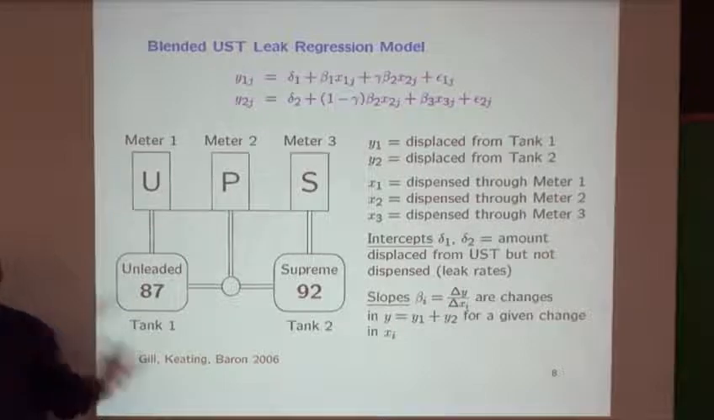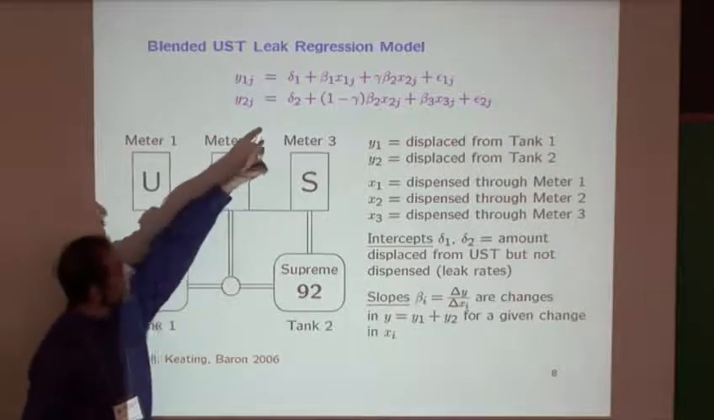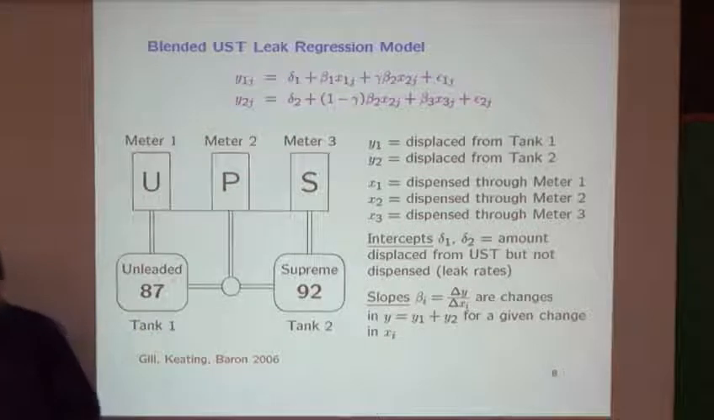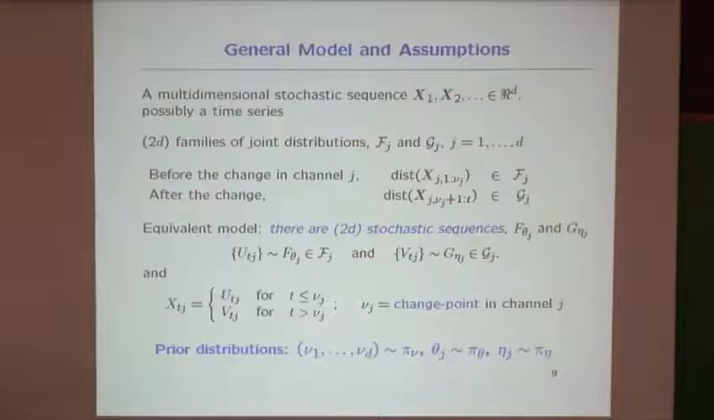So when there are no leaks, it's a completely closed system, then there will be no intercept. So detecting changes in the leak rate is just detecting the changes in those intercepts. But again, here it's bivariate, it's a multivariate problem.